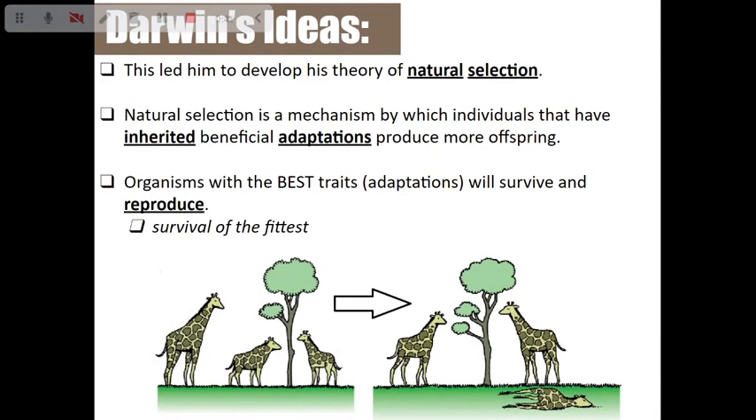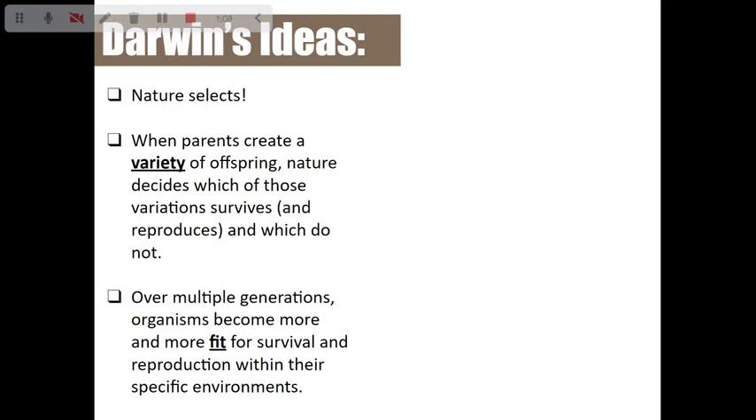So, this led him to develop his theory of natural selection. Natural selection is a mechanism by which individuals that have inherited beneficial adaptations produce more offspring. Organisms with the best traits or adaptations will survive and reproduce. This is known as survival of the fittest. So, nature will select according to Darwin's ideas.